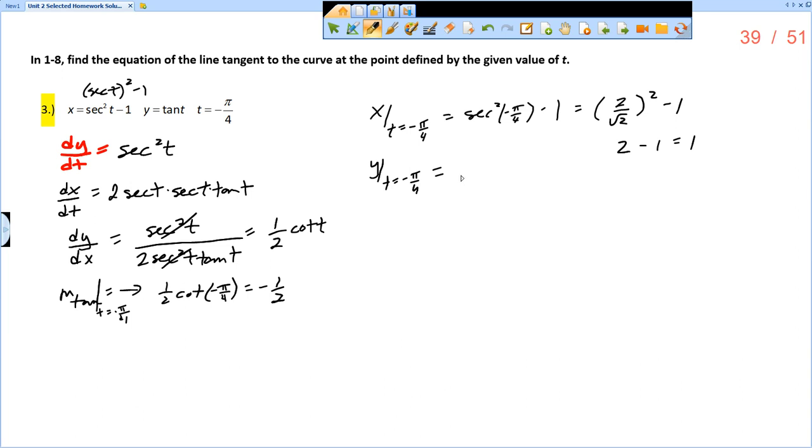All right, next, y evaluated at t equals negative pi over 4. So the tangent of negative pi over 4, of course, is negative 1. And so my point is (1, negative 1). And so y plus 1 equals the slope of negative 1 half times (x minus 1).